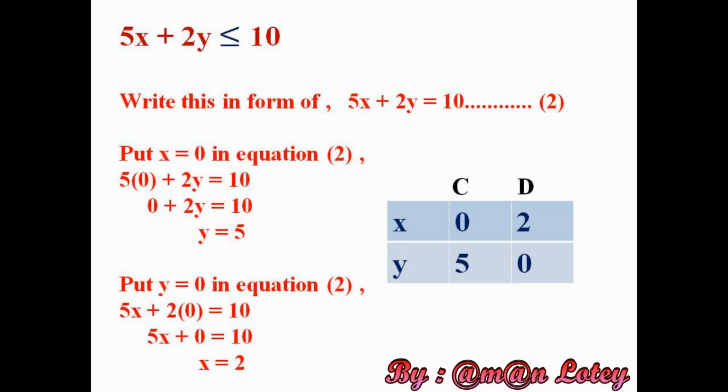Similarly, take the second constraint, which is 5x plus 2y is less than or equal to 10. Write this constraint in the form of an equation, 5x plus 2y equals 10, and name it equation 2. Now put x equal to 0 in the second equation, we get y equal to 5. Similarly, put y equal to 0 in the second equation, we get x equal to 2. In this way, we get 2 points which are C and D. The value of C is 0 and 5 and the value of D is 2 and 0, as shown.